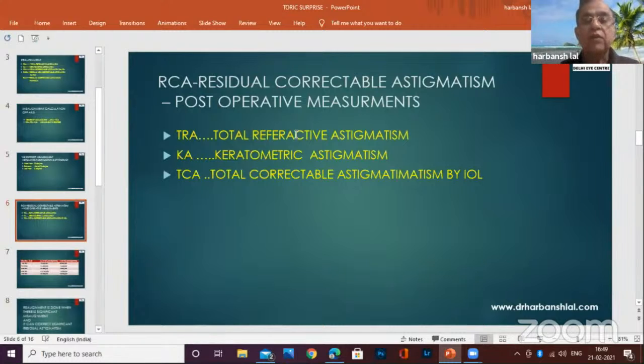So to find out the residual correctable astigmatism post-operatively, I'm emphasizing that whatever was the pre-operative axis is gone. Now, after doing the main incision, whatever the steep axis is now is more important. So the patient has a refractive error, whether -2, -1, -3. What is the corneal astigmatism at present? What is the steep axis and what is the astigmatism? And what is the IOL which can correct?